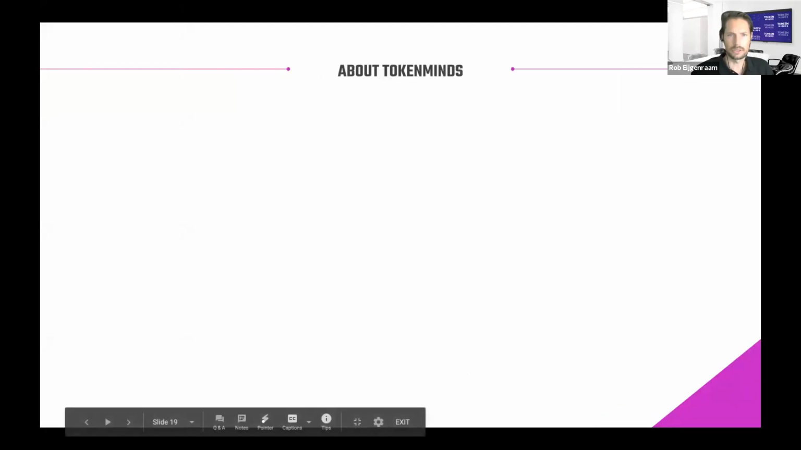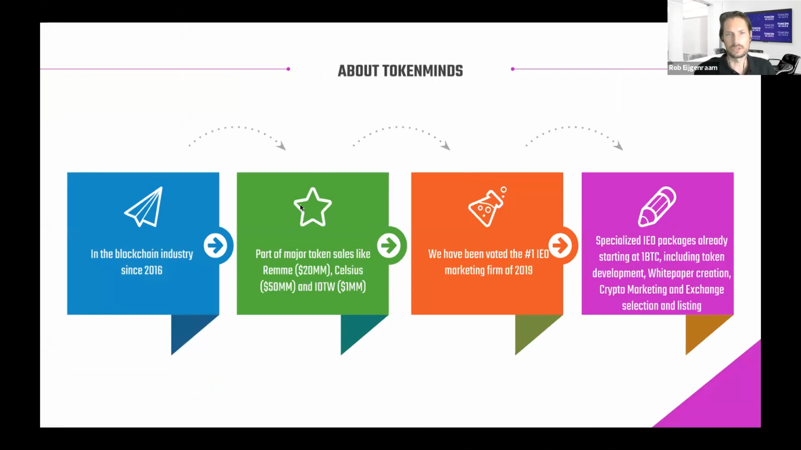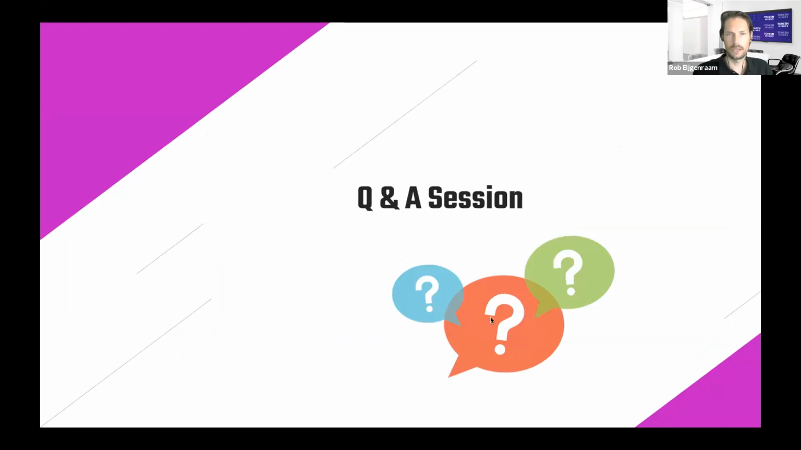Yeah, thank you, Anchor. So I will just walk you through a little bit about TokenMinds. We are in the business since 2016. We have been part of the major token sales in the industry like Remy, Celsius, IOTW. We were voted number one in 2019 as the IEO marketing firm. And we have specialized end-to-end solutions for IEOs, including the white paper, token creation, marketing, exchange selection, and listing. So yeah, that was it for the presentation. If you guys have any questions, let us know.